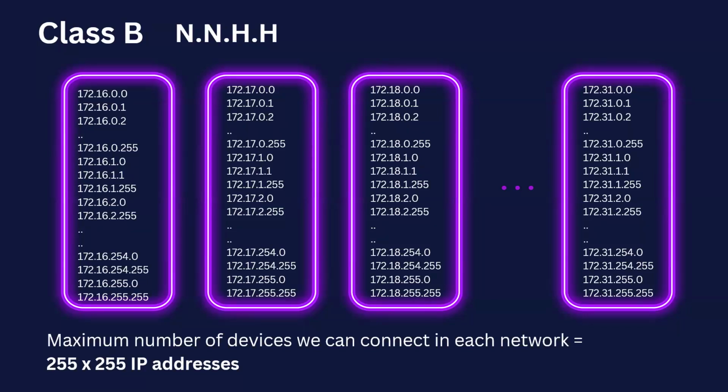In Class C, you could only connect 255 devices in one singular network. But in Class B, you can connect approximately 65,000 devices. That's the relevance of Class B. When you need to connect more than 255 devices in a singular network, Class C will not work. You have to go for a higher class, Class B or Class A. In Class B, in each network, you can connect a maximum of 255 times 255 IPs. From 16.0 to 16.255.255 is one network, 17.0 to 17.255.255 is another network, 18.0 to 18.255.255 another network, and finally 31.0 to 31.255.255 is the last network in Class B private.